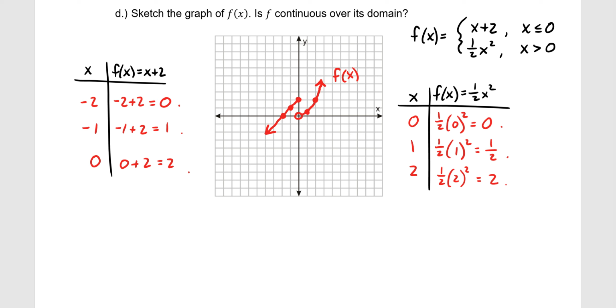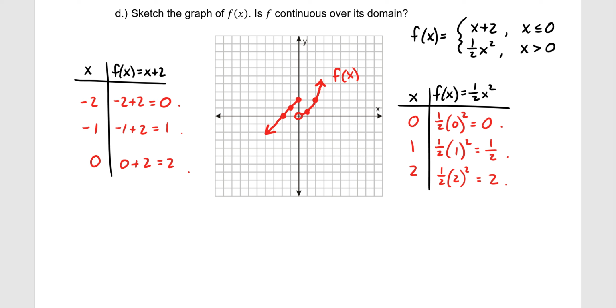And to answer the question, is f continuous over its domain? If we notice here, right at the point where the functions switch based on the domain, that's always the point that you have to check if it's continuous or not. They do not equal each other at that point. As we can see here, there's a jump, there's a point of discontinuity. This one, f of 0 equaled 0. This one, f of 0 equaled 2. So they were different, so they're not continuous.